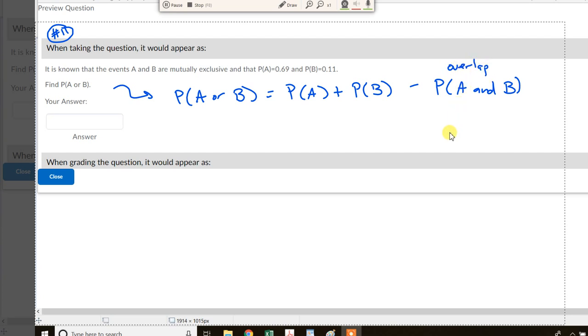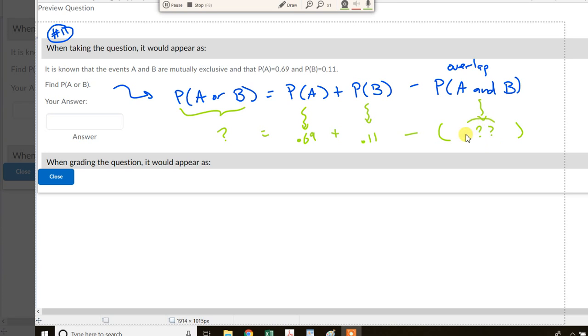Okay? Now, they're giving us what? They're giving us some stuff. They're giving us probability of A. They're saying, yo, that's 0.69. Okay? B, they're saying, yo, that's 0.11. Okay? So I can add those. They want to know the probability of A or B, right? That's what my question is. So that means I have to subtract off the probability of A and B.